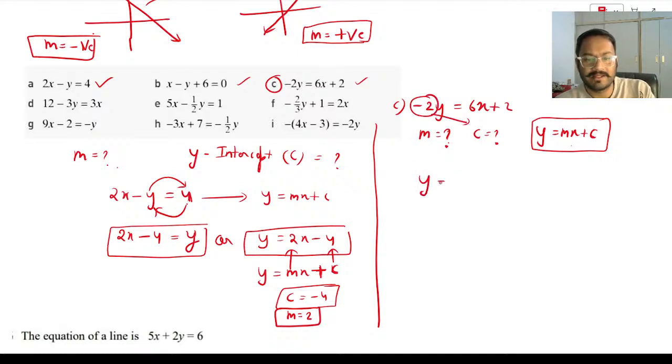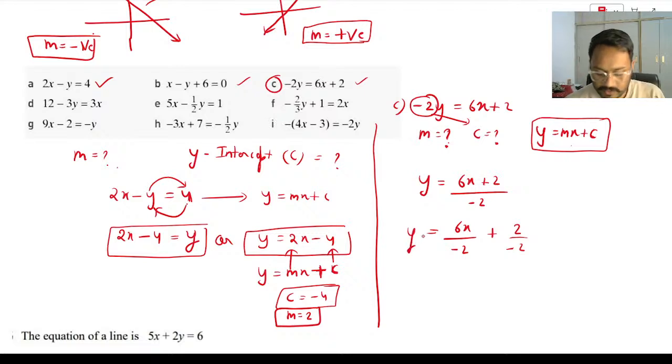So I will write like this: y is equal to (6x + 2) upon minus 2. Done. Now you can differentiate the denominators: (6x minus 2 plus 2) upon minus 2. By that way I can break the denominators, right? Now I can cut this. 2 times 1 is 2 and 2 times 3 is 6, and this minus sign will go to the numerator. So this will become minus 3x, that is y.